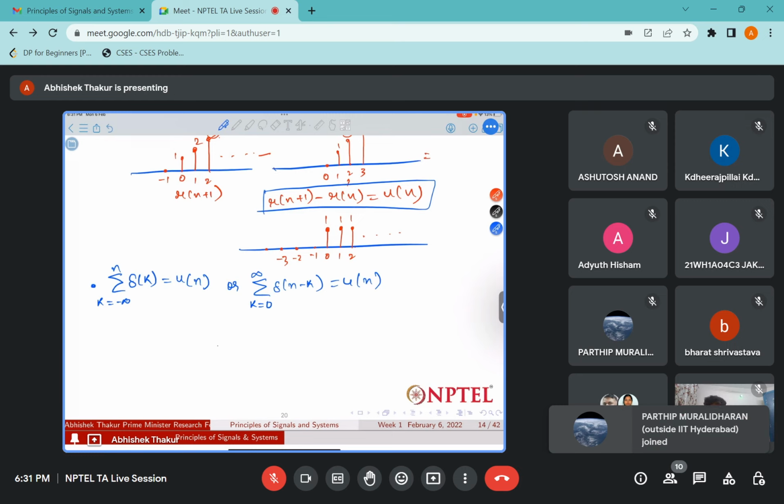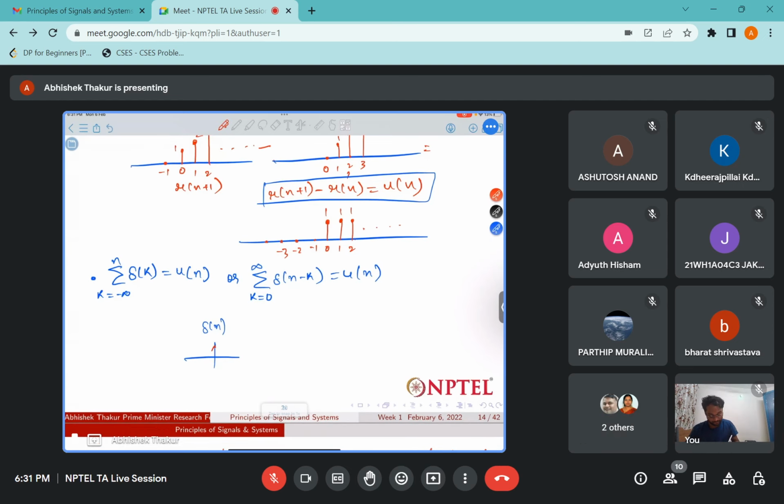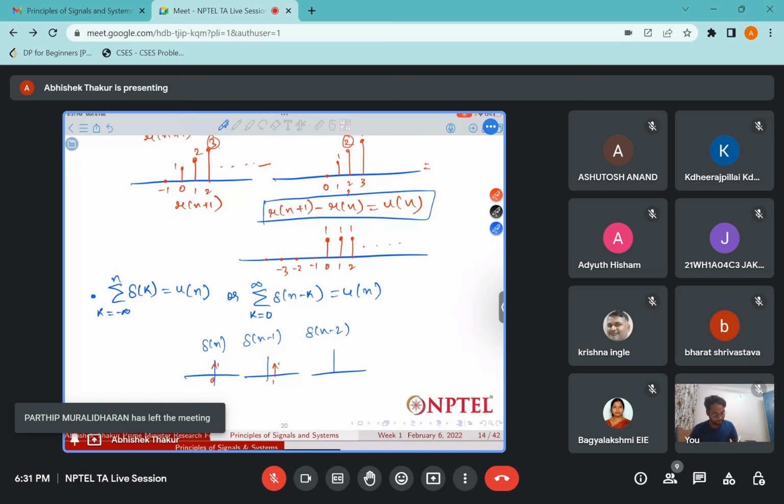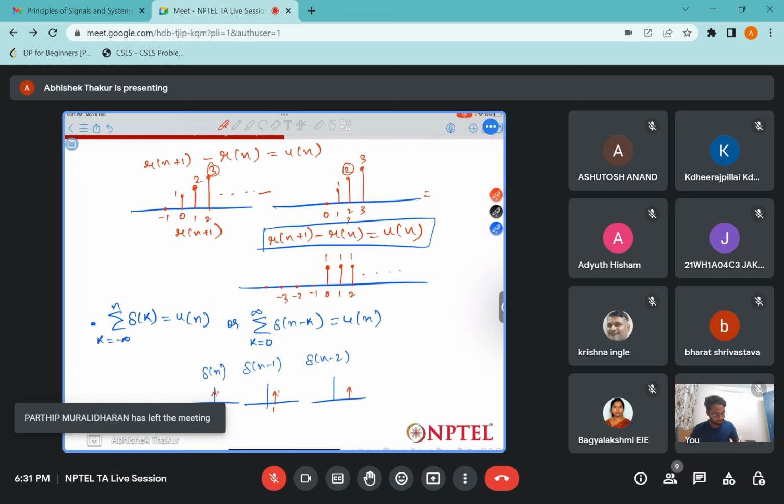How it will be? Like del n will be like this at 0. Del n minus 1 will be shifted by 1 unit. So at 1 it will be like this. This is one, this is one. Again, del n minus 2, it will be shifted by 2 units rightward. So you will get at 2 here. So when you add all this, you will get un. Okay.